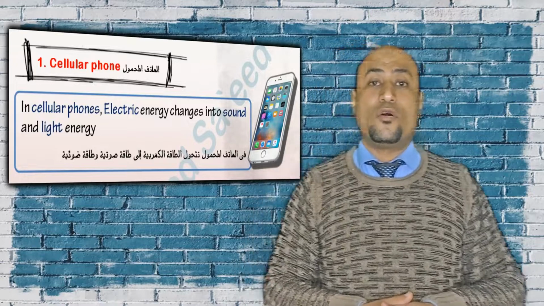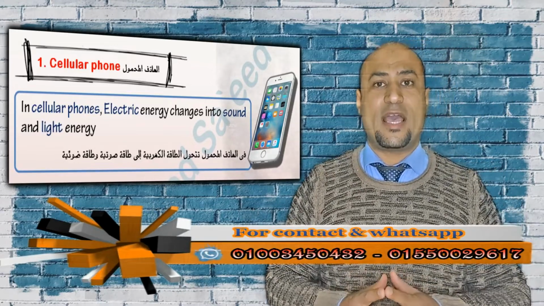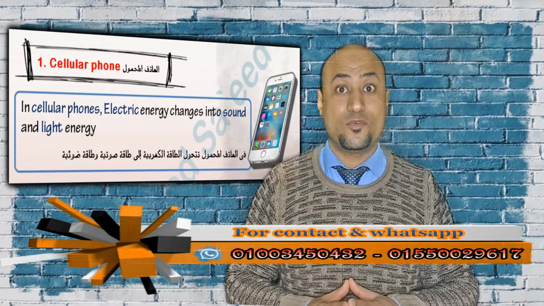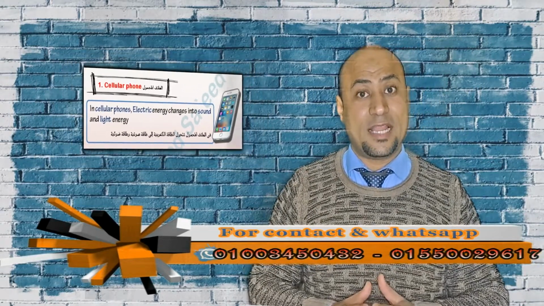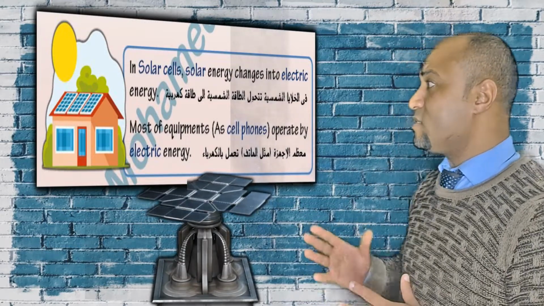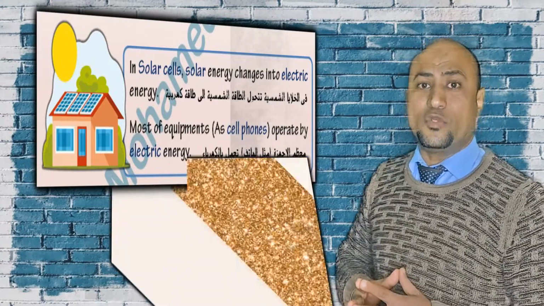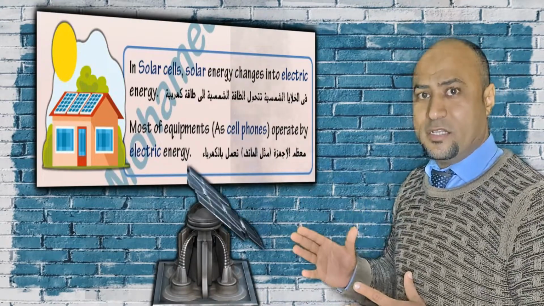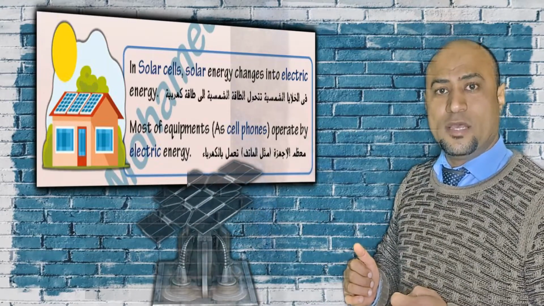Excellent. So, how can we obtain electric energy that is used in operating cellular phones and most of the equipment in our daily life? Who can tell me one way which we can use to obtain electric energy? Excellent. Batteries. What else? Excellent. We can use solar cells to obtain electric energy. As in solar cells, solar energy coming from the sun, like heat and light of the sun, is converted into electric energy.